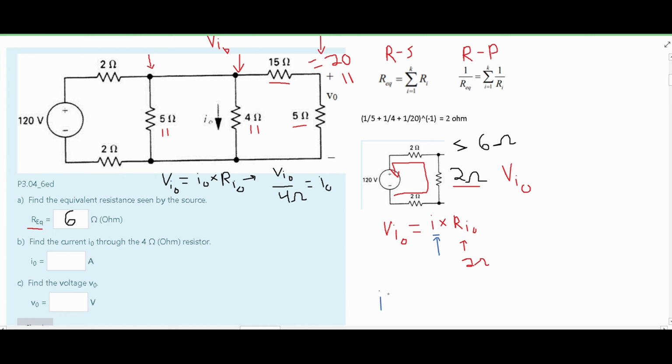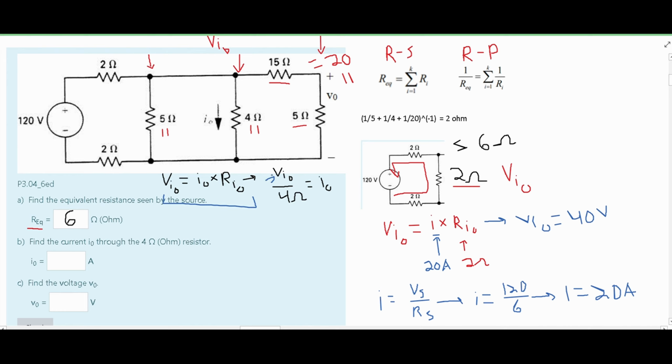So our I, our current for our system, is equal to the voltage of our system divided by the resistance of our system, and this is kind of a derivation from this formula right here. Plugging in these values, we're going to get that our current is equal to 120 divided by 6. That means our I is equal to 20 amps. This means that our V subscript I naught is equal to 40 volts. So we could plug 40 volts into our V I naught here, and then we're going to have 40 volts divided by 4 ohms. This is going to give us a current of 10. So our I naught is equal to 10.